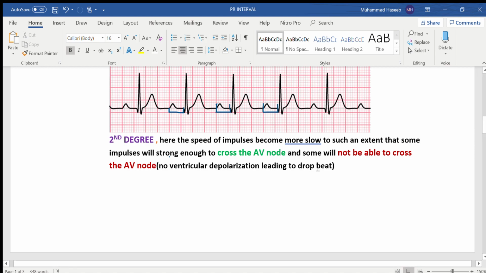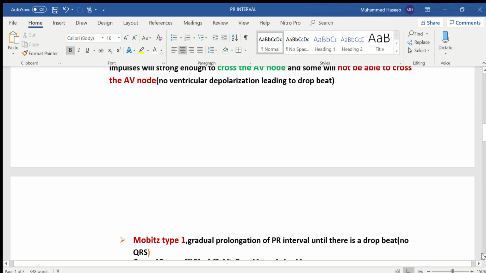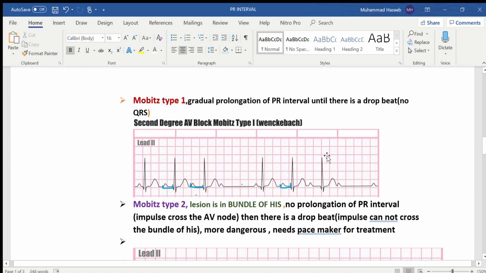And for those impulses which do not cross the AV node, there will be no ventricular depolarization, leading to a drop beat. So in the first degree, we have just a prolonged PR interval, but all the impulses cross the AV node and enter into the ventricle. But in the second degree, some will cross the AV node and some will not. So there is a difference between first degree and second degree. This second degree heart block is further divided into two types. One is known as Mobitz type 1 and the other is known as Mobitz type 2.